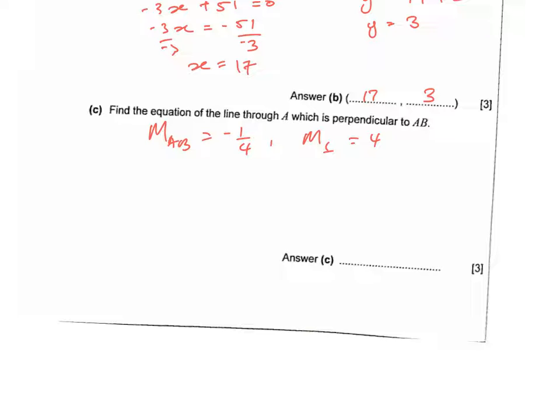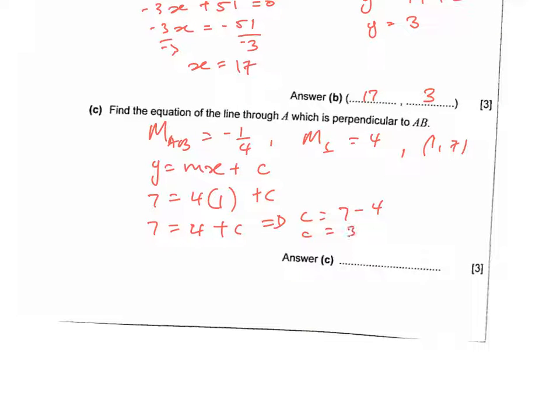So now if it is through A, and A is the coordinate (1, 7), we are going to say y equals mx plus c, that is the equation of a straight line. Our y is 7, our m is 4, our x is 1, then we say plus c. So 7 equals 4 plus c, which implies that c is 7 minus 4, so c is 3. Our m is 4 and our c is 3, so therefore our equation is y equals 4x plus 3. Okay, we go to the next question.